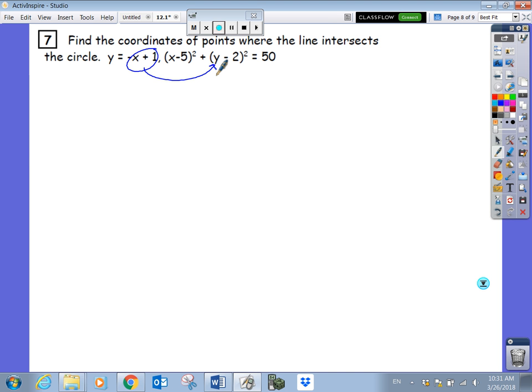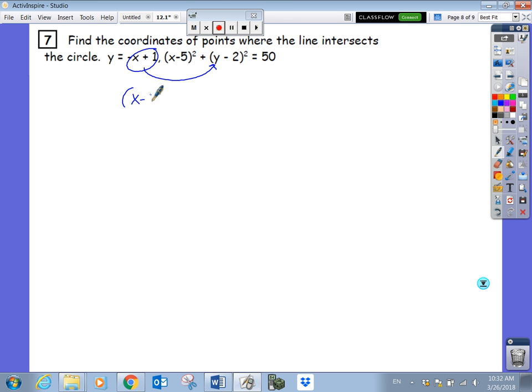So whenever you're given two different equations, meaning they're not both lines, they're not both circles. If they were both circles, we could do elimination possibly. If they're both lines, elimination is a possibility. But when we have a circle and a line, two different graphs, you have to use substitution.